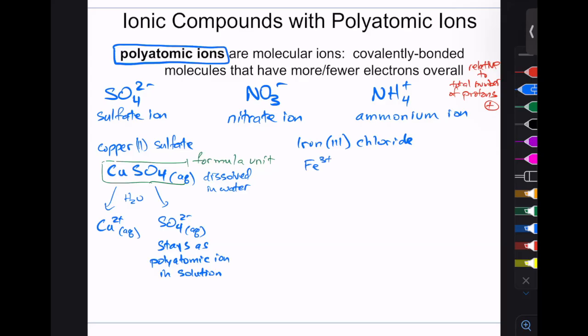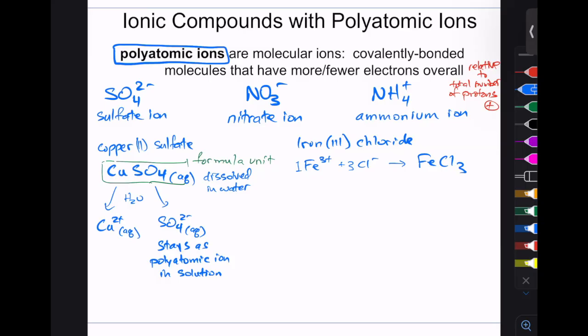And we're going to mix that with, how many chloride ions do you suppose we need for that to be net neutral? We need 3. So we're going to have 1 iron 3 plus combining with 3 chloride ions, and that's going to give us one formula unit of FeCl3. That's iron 3 chloride.